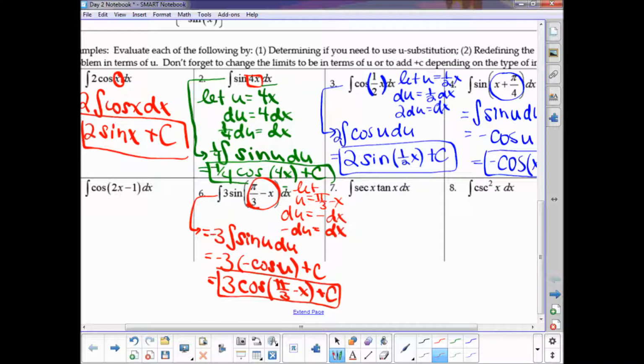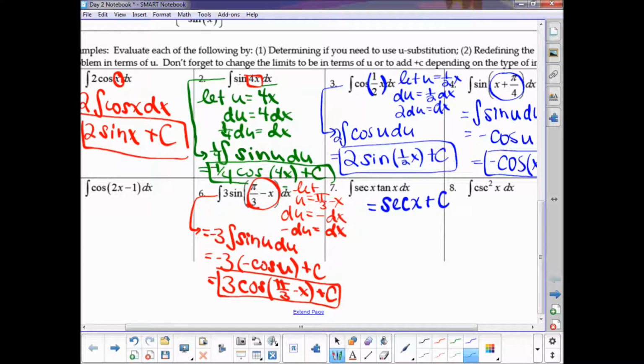What's the antiderivative of secant x tangent x? At first it looks like some type of product, right? But what derivative gives me secant x tangent x? Yeah, if we take the derivative of secant x. So this is actually just a straightforward one.